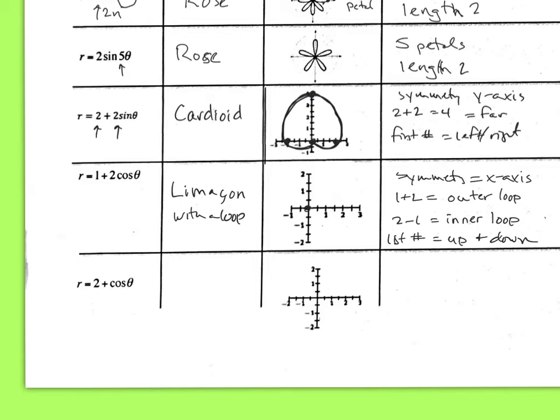So we have 0, 0. And 1 plus 2 is 3, so 3 is the outer loop. 1 minus 2 is negative 1, so 1 is the inner loop. Up and down is the first number, so there's your 1 up and down.